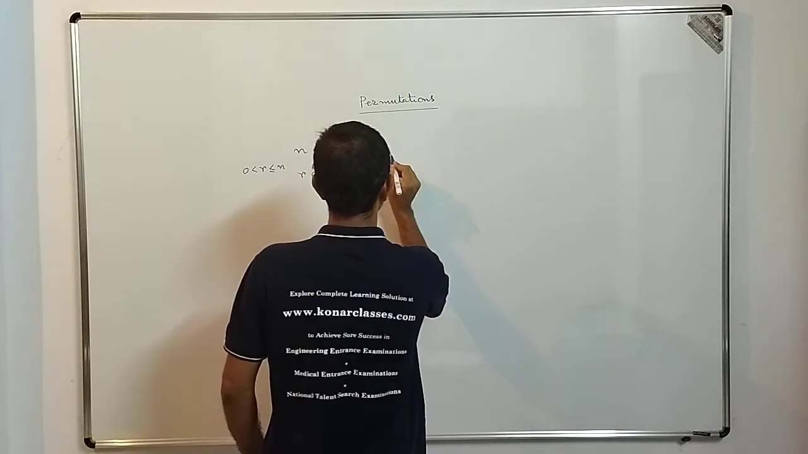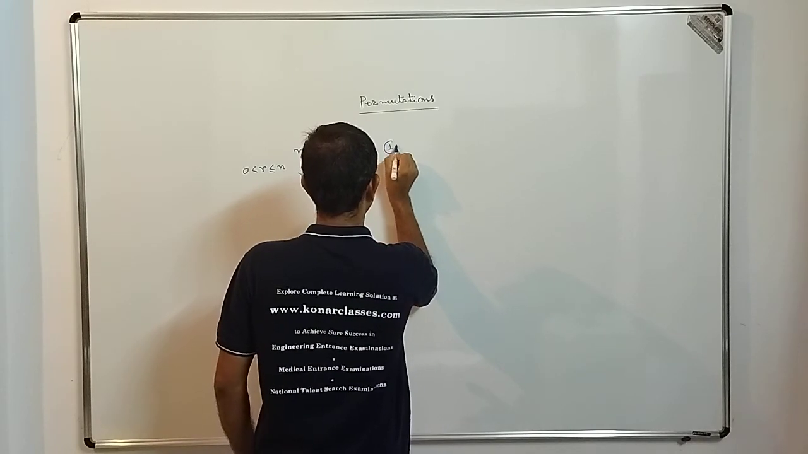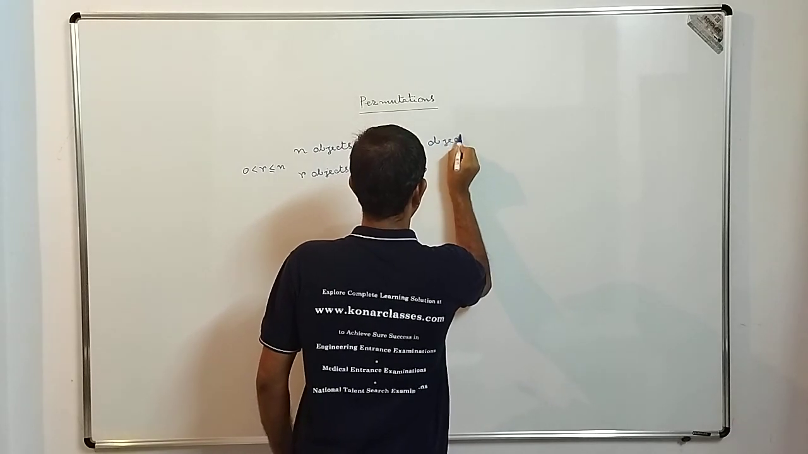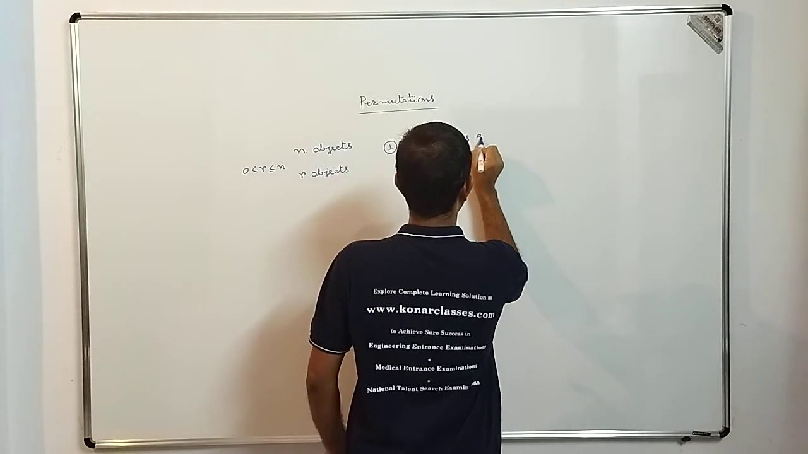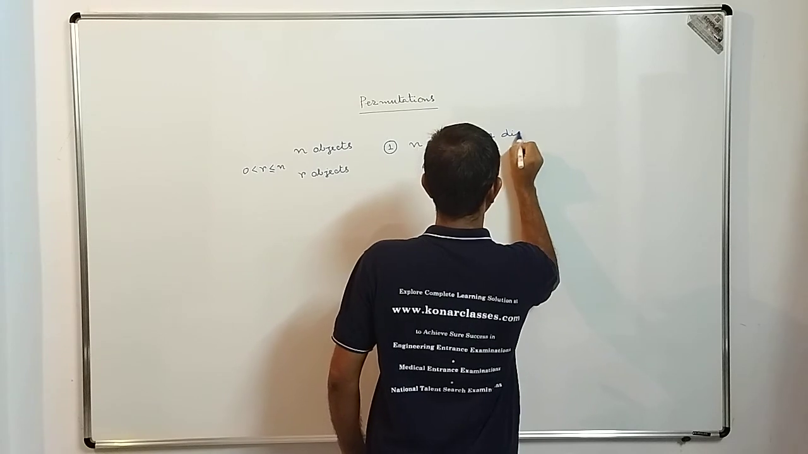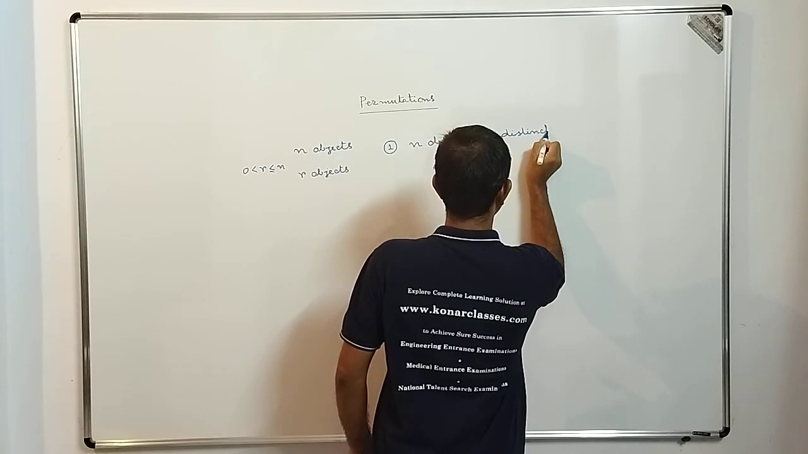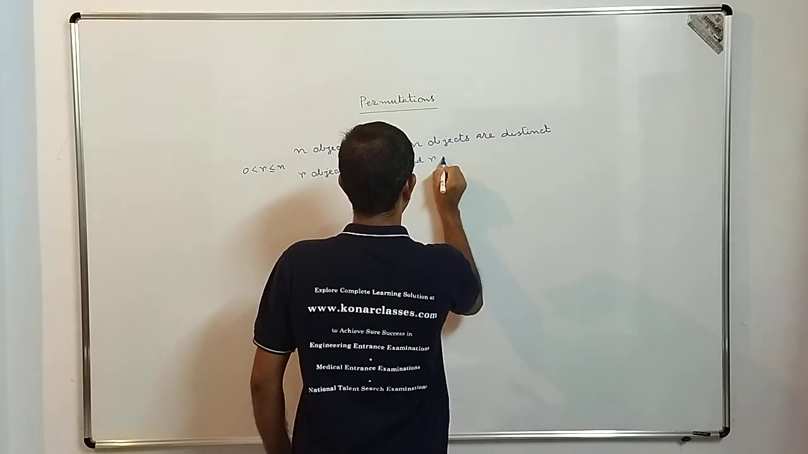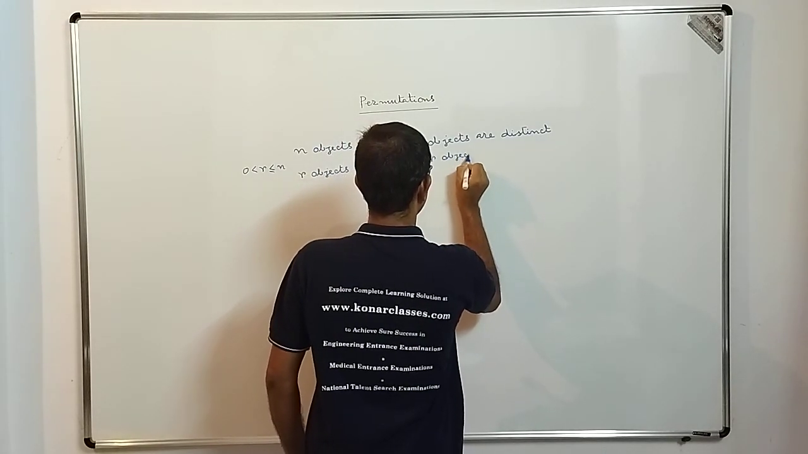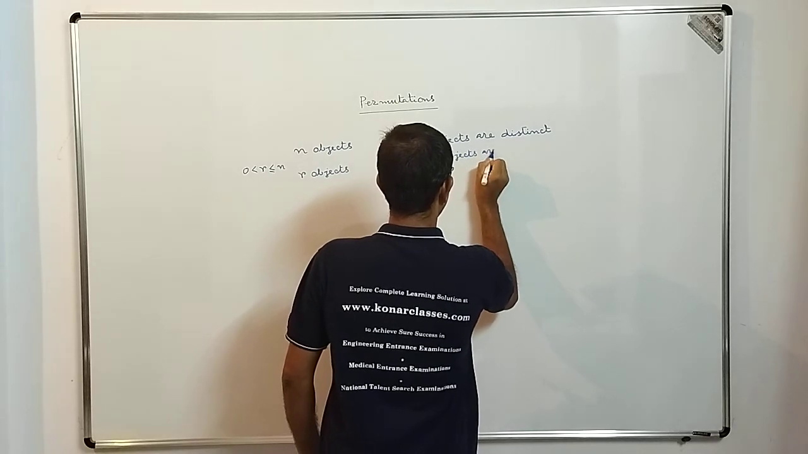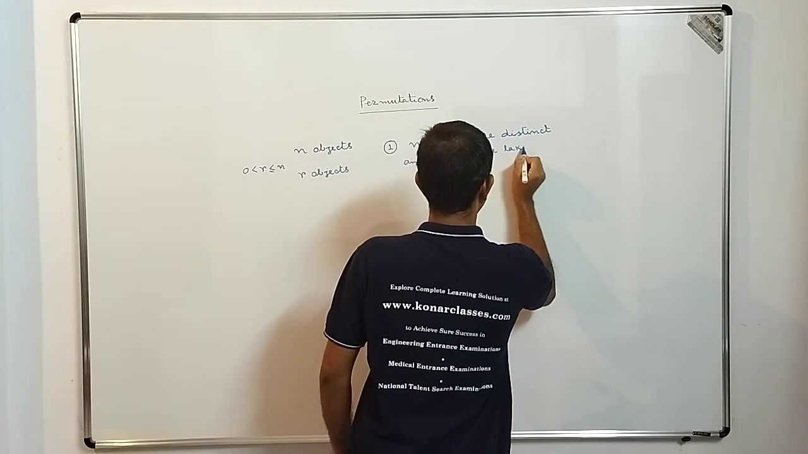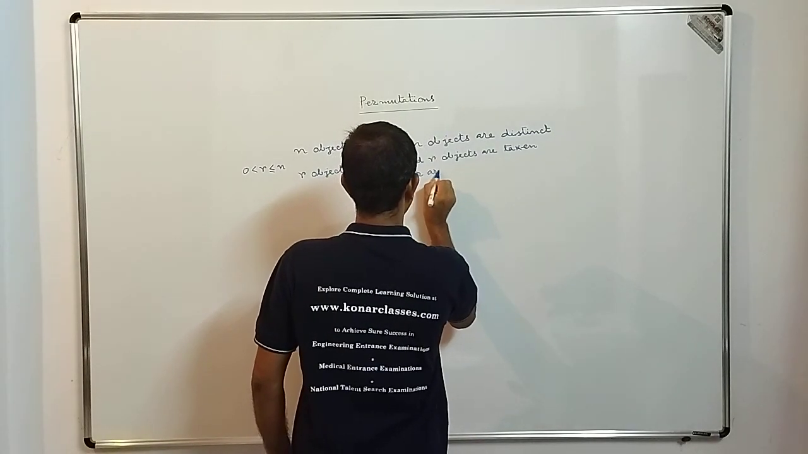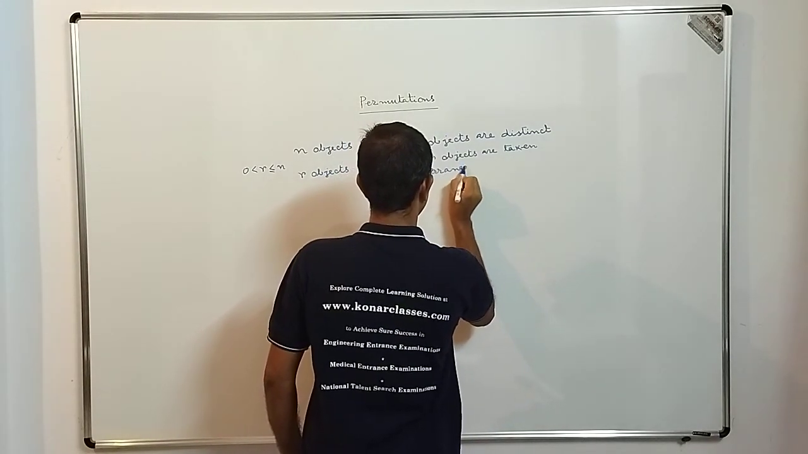What is the first one? The first one is that n objects are distinct, and r objects are taken for arrangements.